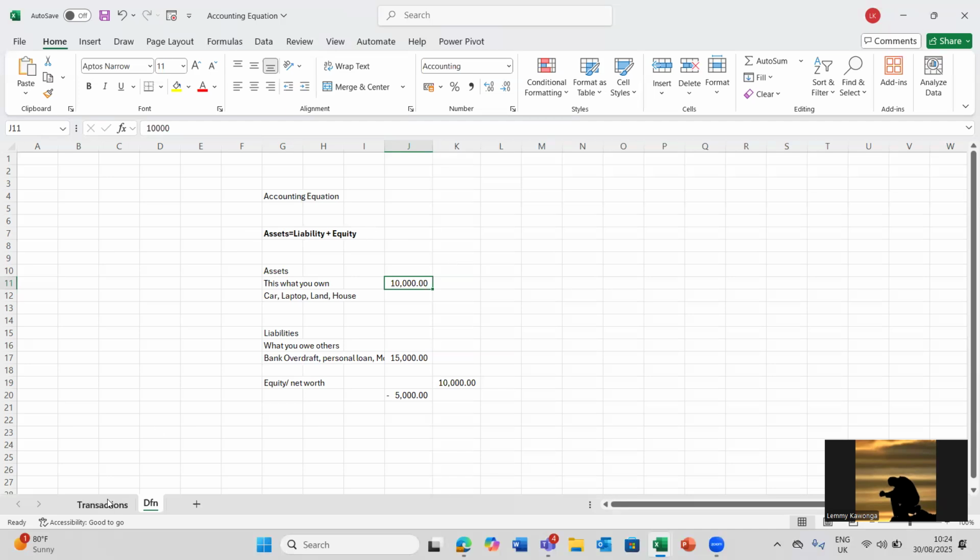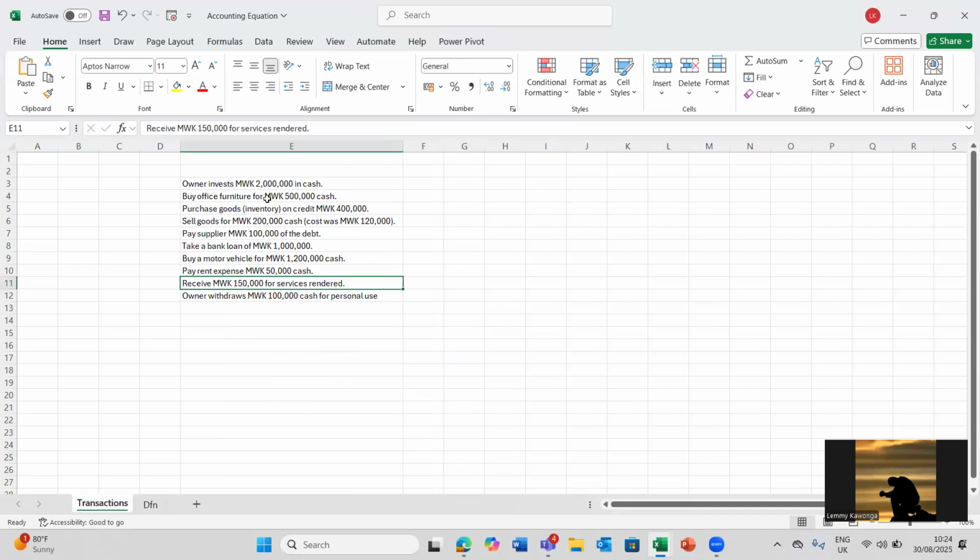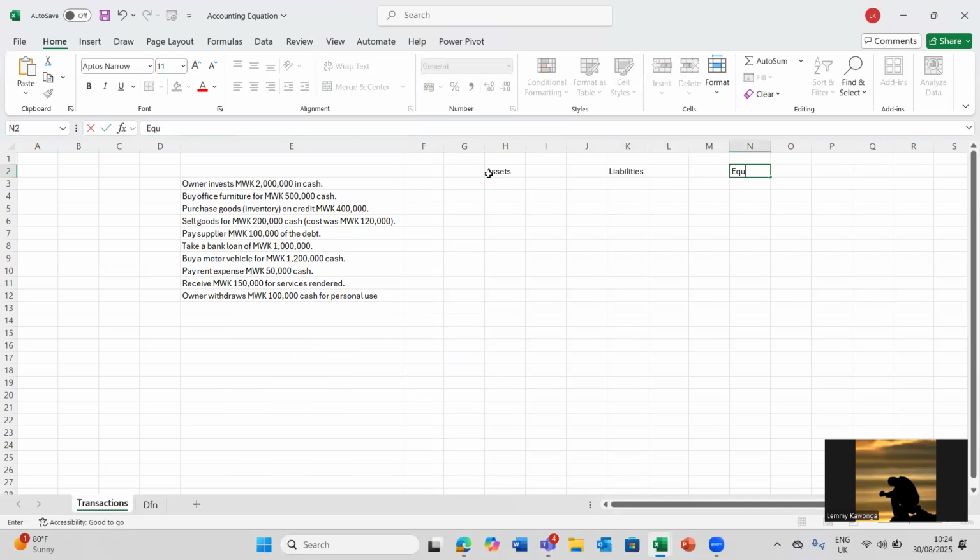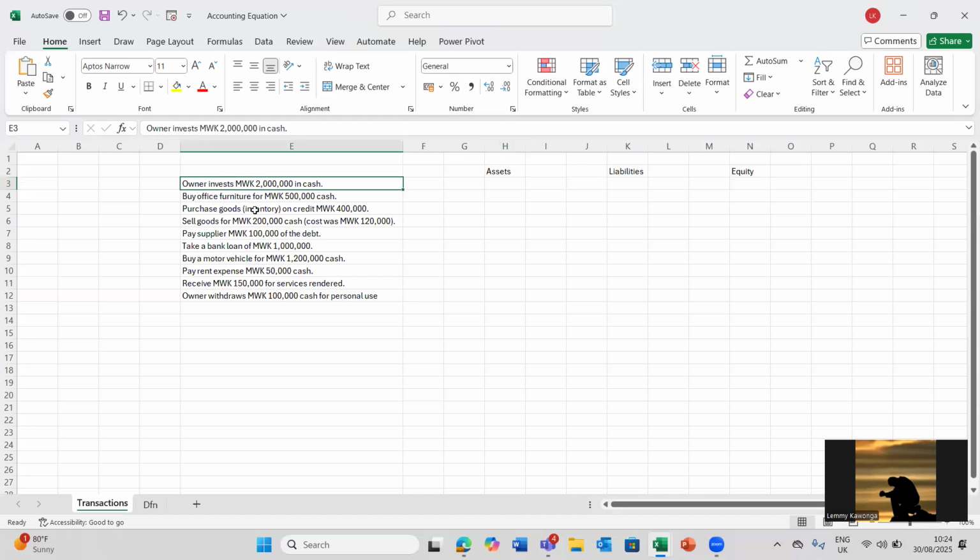So I have these transactions. I want to categorize these transactions, whether they are assets, liabilities, or equity. For instance, if the owner invests 2,000 in cash, what will happen? The amount is 2,000. So what will happen to our assets? We have cash in assets, 2,000.